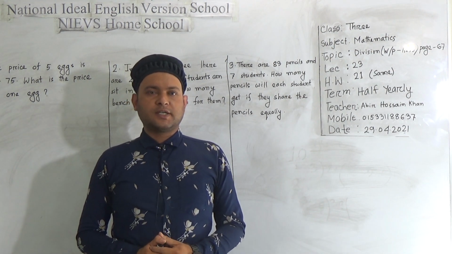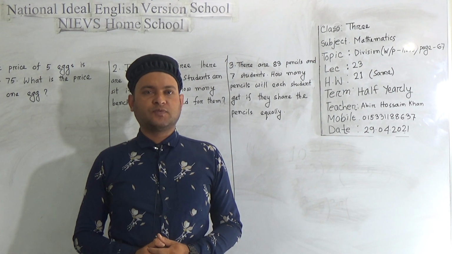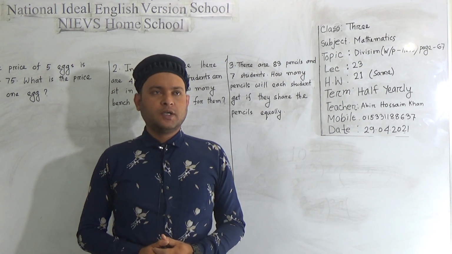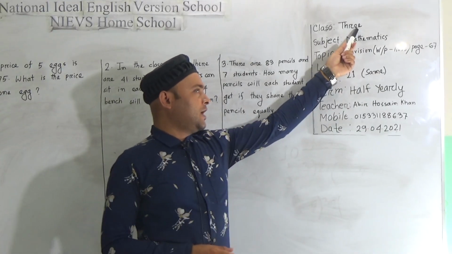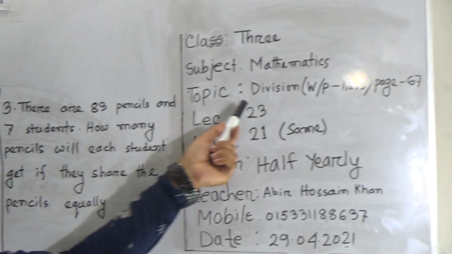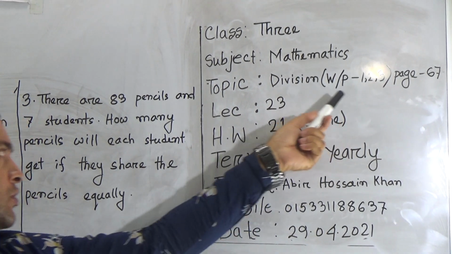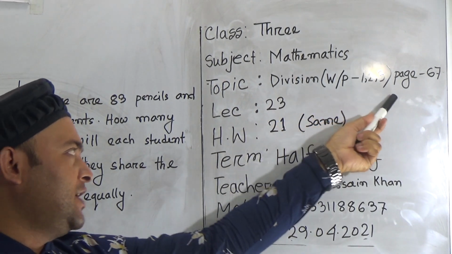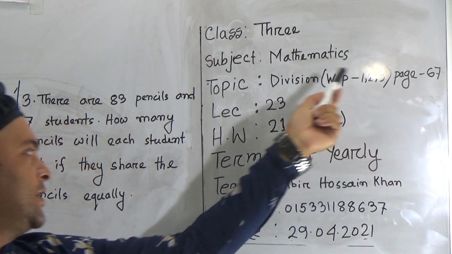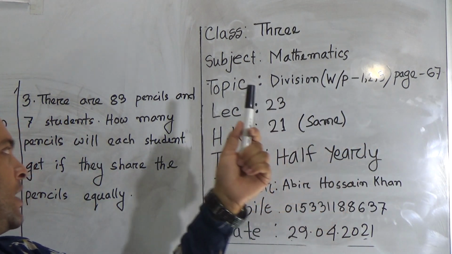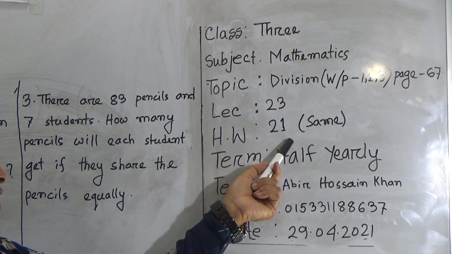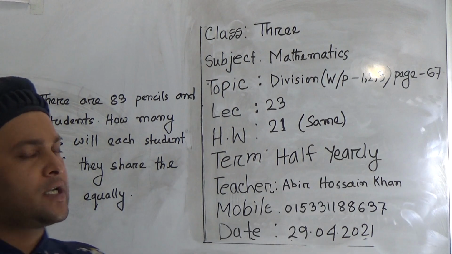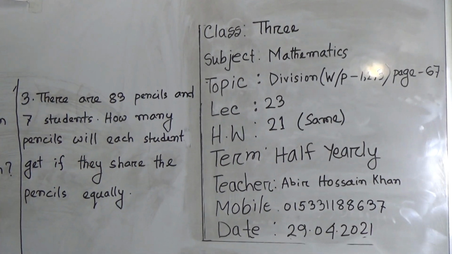This is Abir Hussain Khan, assistant teacher in mathematics at day shift of National Ideal English Version School. Today, I'm going to take a mathematics class for class 3. Our today's topic is division word problem, questions 1 to 3 at page 67, which is included in the half yearly syllabus. Our today's lecture is 23 and HW 21, and HW is the same as this class. Now, my dear students, let's start our class.